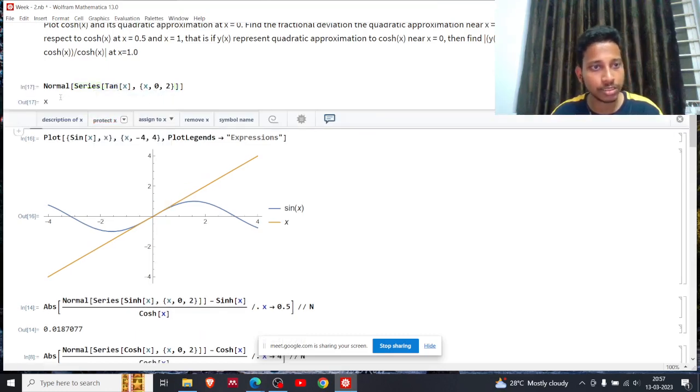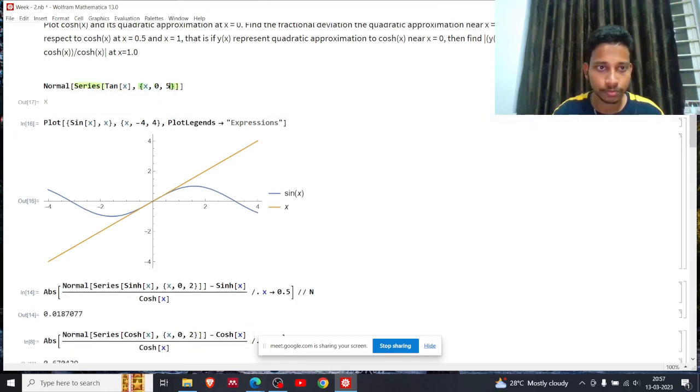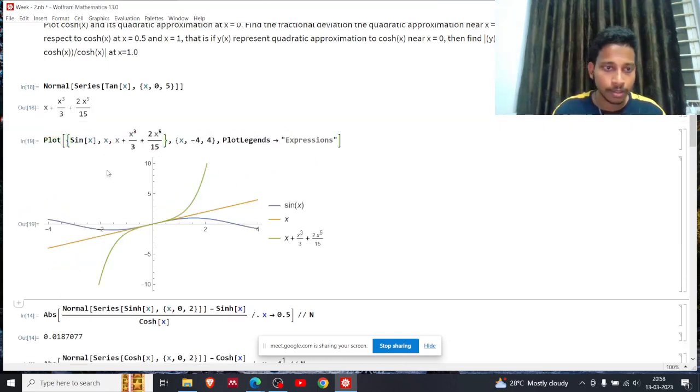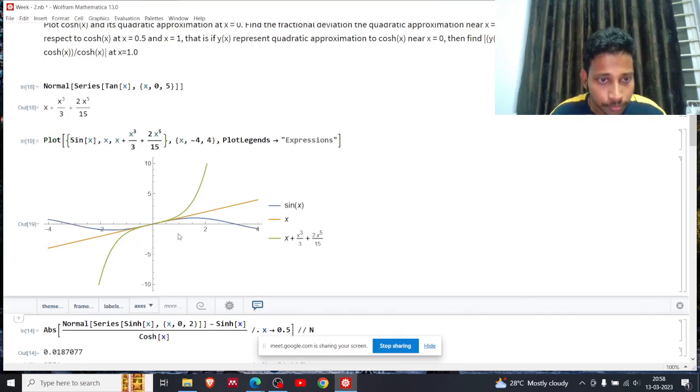For tan x also the series can be up to x, but when we increase the range, we need to increase the order. We can see that x plus x cube by 3 plus 2x to the power 5 by 15. Now you can see that this yellow line is the simple x, and this green line is showing x plus x cube by 3 plus 2x to the power 5 by 15.